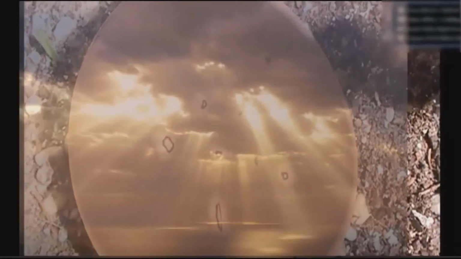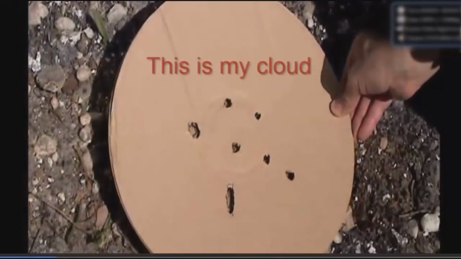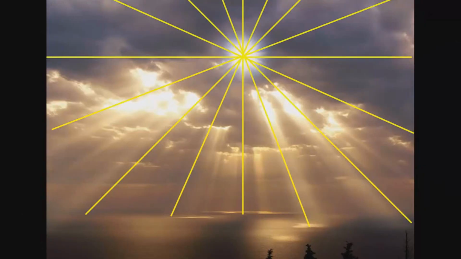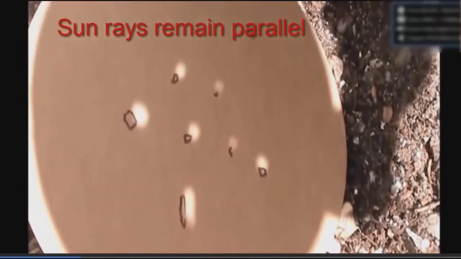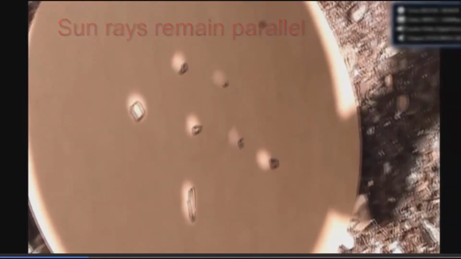And this sun's far away. Just like in the heliocentric model, the sun is far away, right? 93 million miles away from our clouds. But we see the sun rays splaying out from the clouds as though it were a close sun and not a faraway sun. Well, you can see when it is far away, the light beams are parallel and they don't splay out or diverge from the clouds.